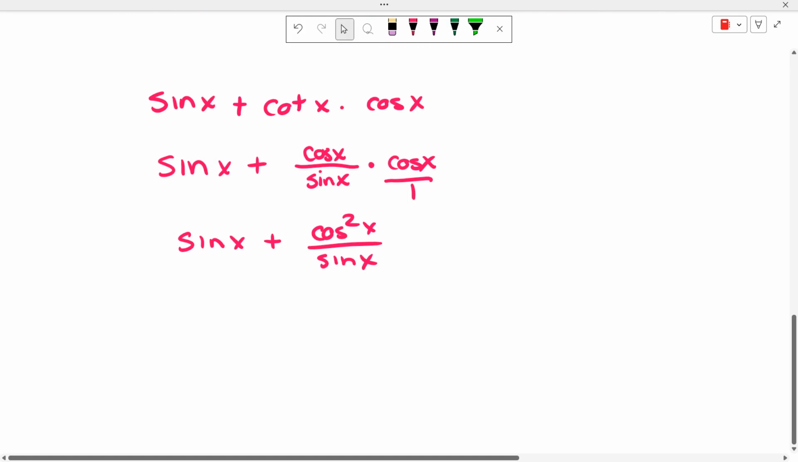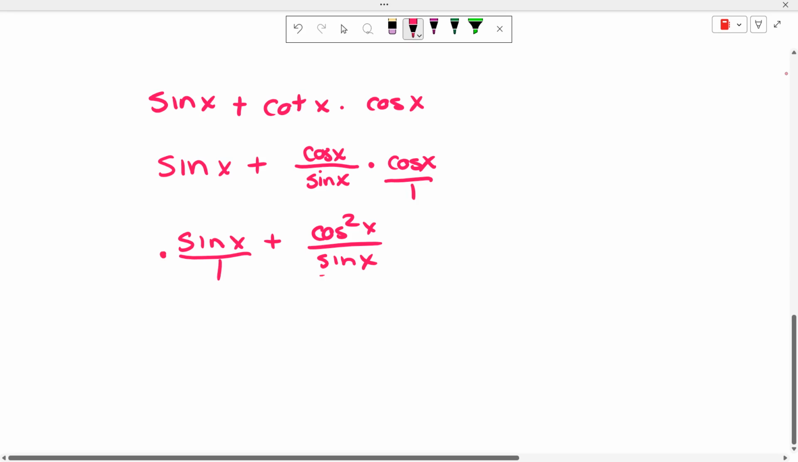Still not all that simple. Now what I want to do is make one fraction out of that, because I got a fraction and something that's not a fraction. Let's make one big old fraction. Okay? To make one big old fraction, this is sine of x over 1. What's my common denominator?